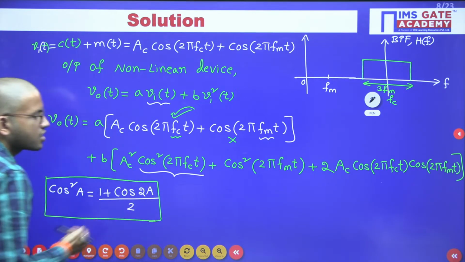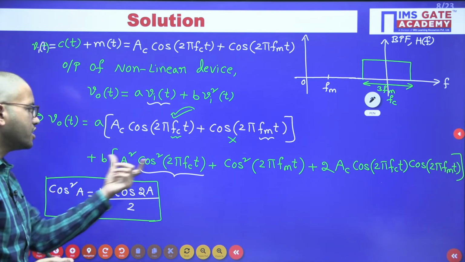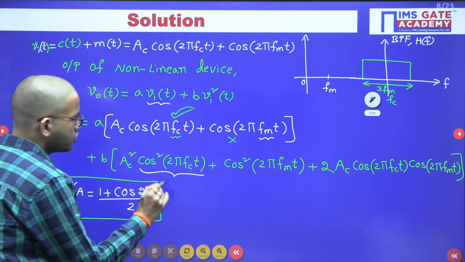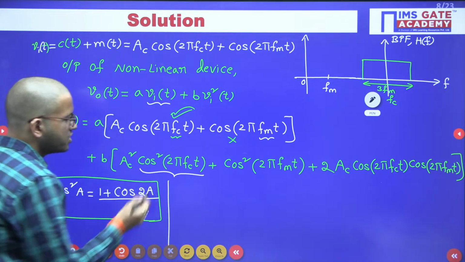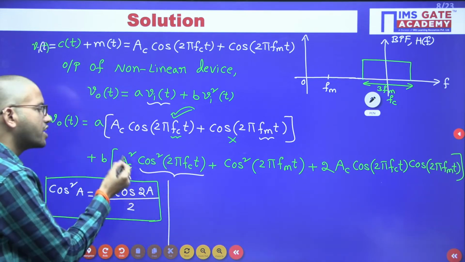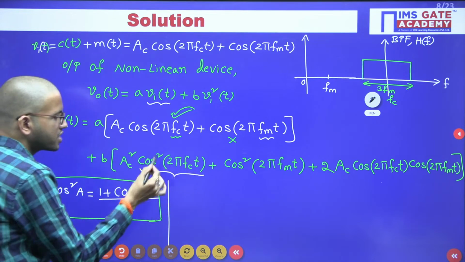1 plus cos 2A by 2. Okay. So if you are using this particular equation here, from there what you will get? I am considering only this term. Regarding the magnitude, if we require we can consider later, but focus only on this particular term.